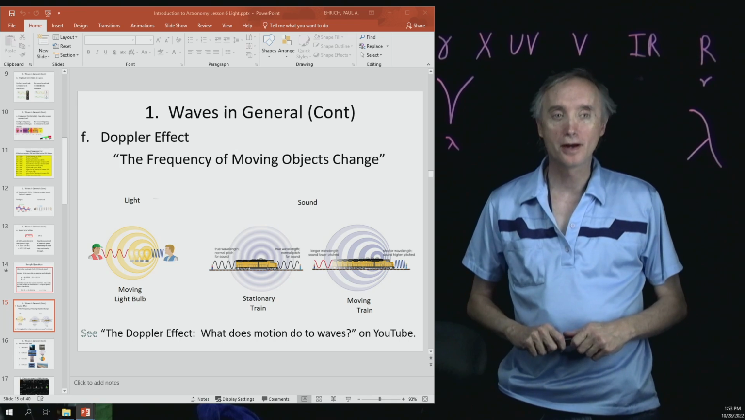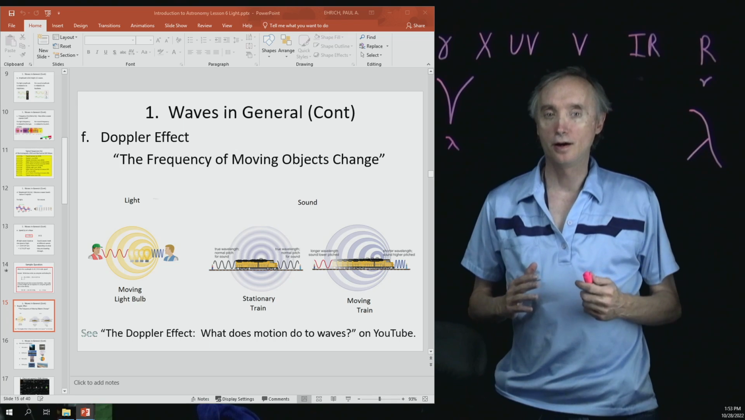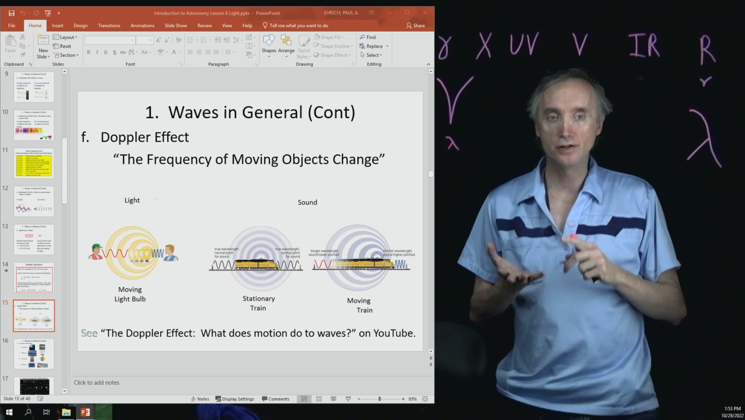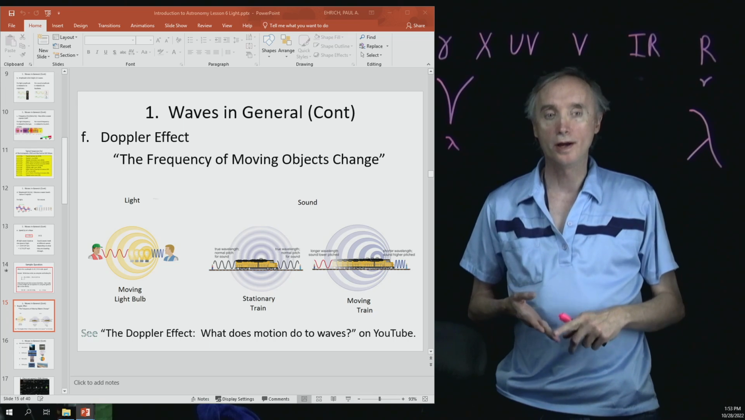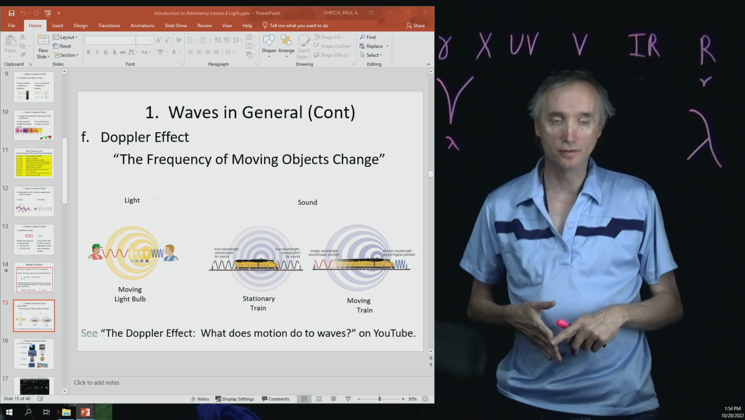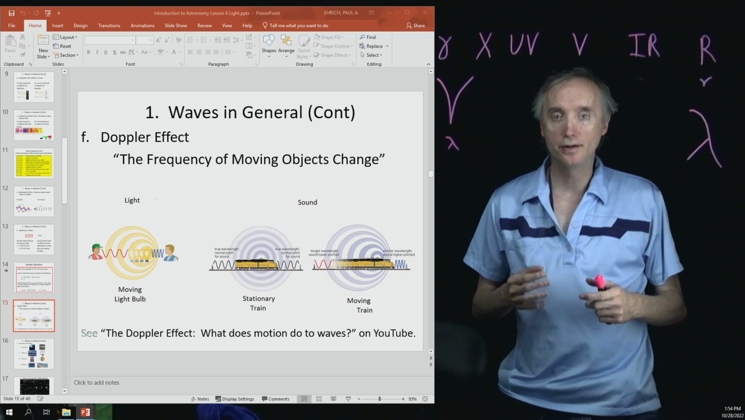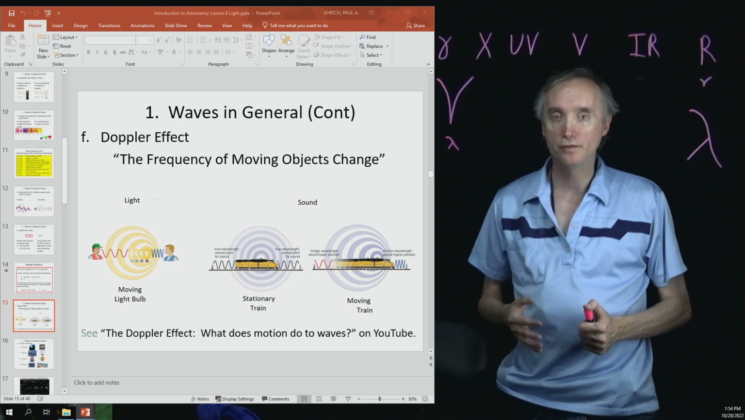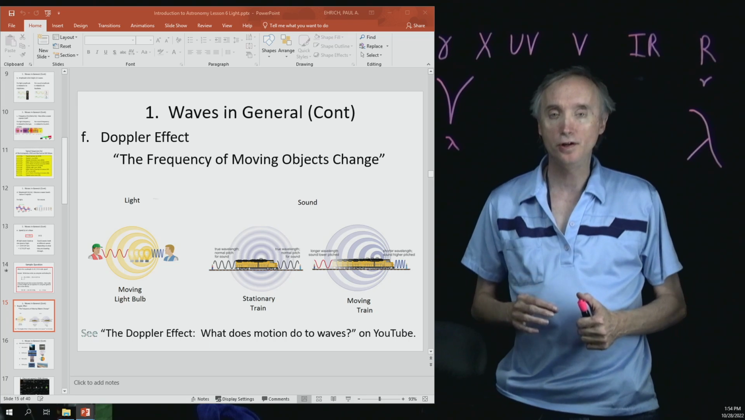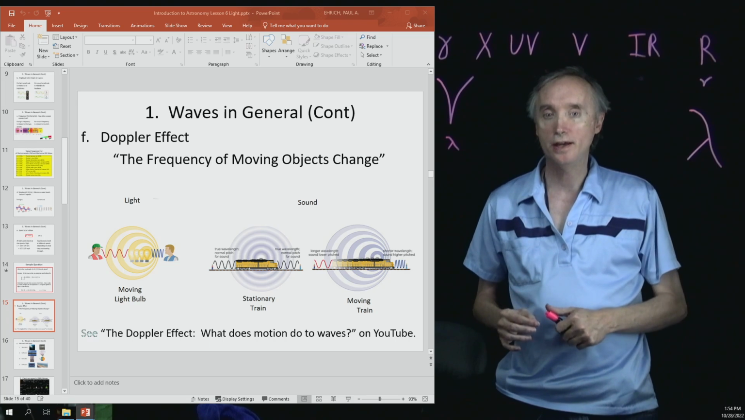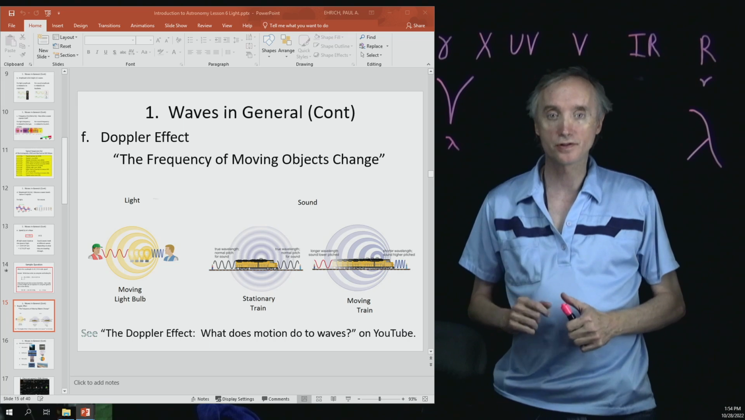Hello and welcome back. So in our previous segment, we mentioned the amplitude, the frequency, the wavelength, and the speed of a wave. And yet another thing that a wave can have, another property of a wave, is that its frequency can change depending on its motion.